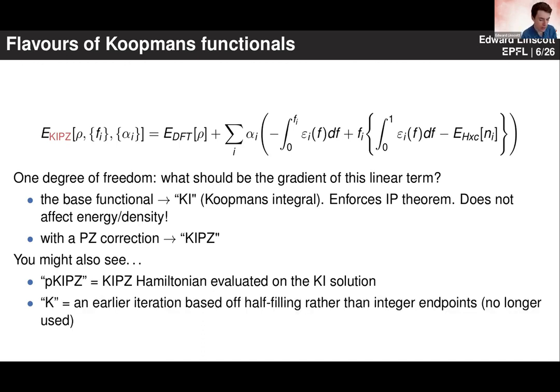The other iteration you might also see is the KC functional, which was an earlier iteration of these functionals that was based off half filling rather than integer endpoints. This functional is no longer used. So if you're reading the old papers and you see this functional, by all means, pay attention to it. But in terms of what we do these days, we prefer to use the KI functional because that exactly enforces the IP theorem. Okay, so that's the different flavors that we might see of these Koopmans functionals.